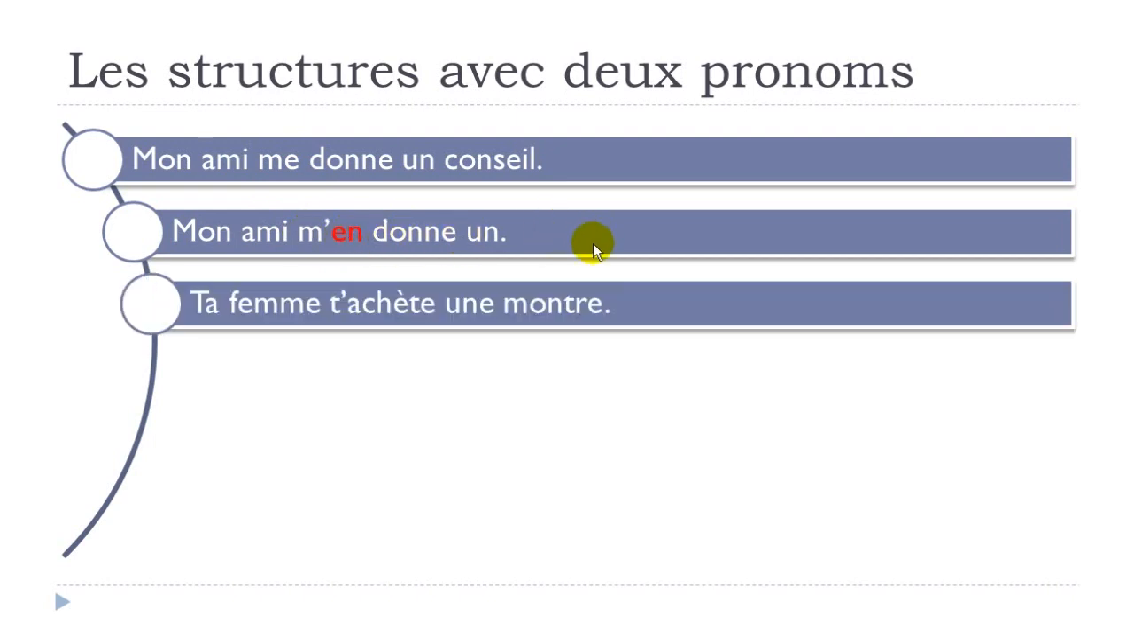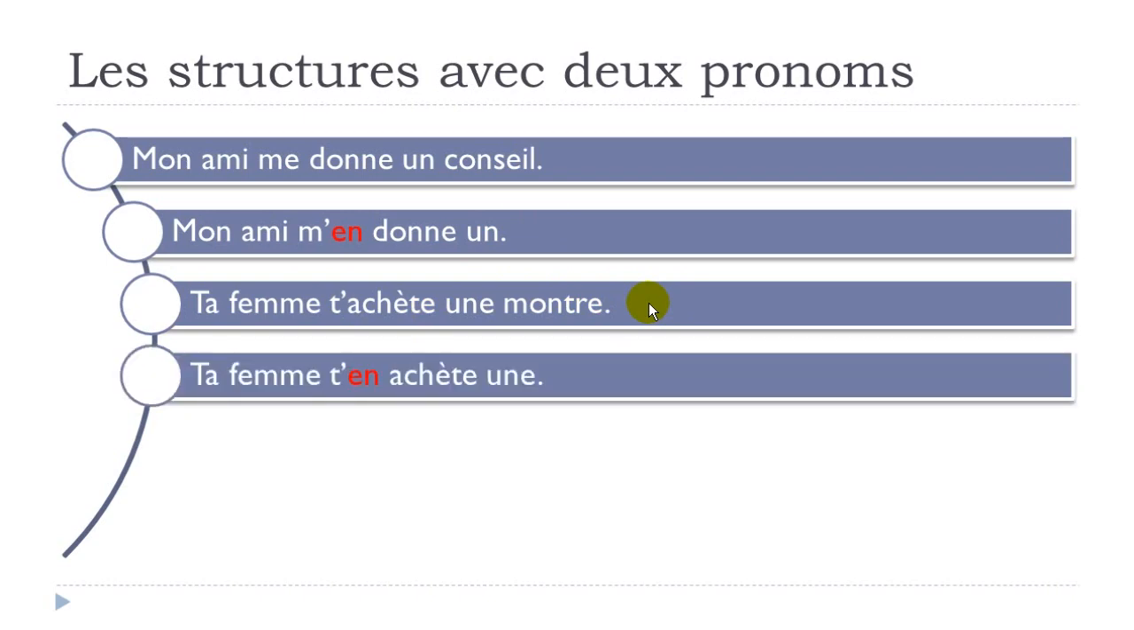Second example, ta femme t'achète une montre. Ta femme, your wife, acheter is to buy, une montre, a watch, okay? And then, of course, we would like to replace une montre in that case. We will use this en pronoun, okay? And you get ta femme, so you've got this te again, but as it's with the vowel here, en, the e needs to go away: t'en achètes une. All right, so as we saw for the rule, first we've got te, after that en is coming, and then we've got the verb.